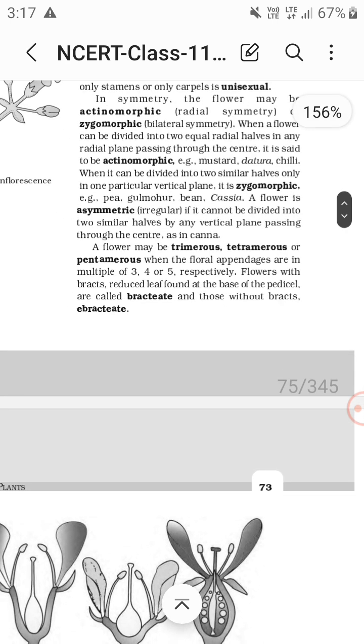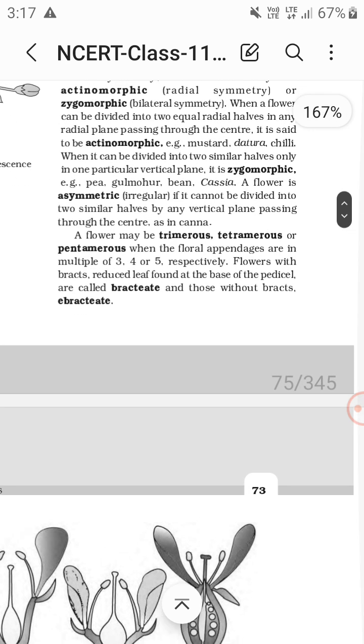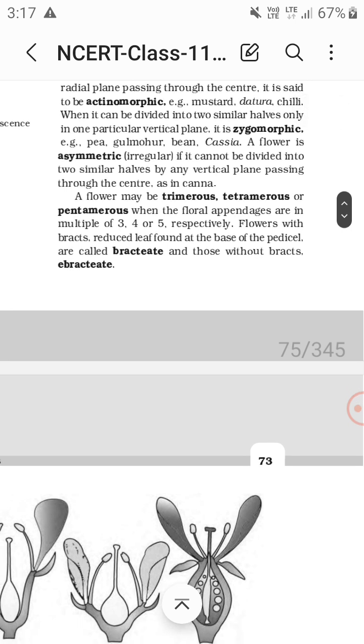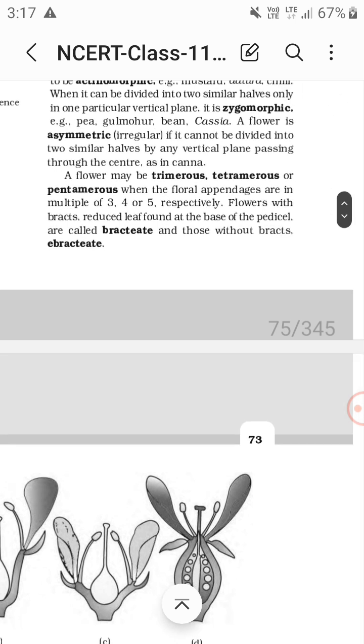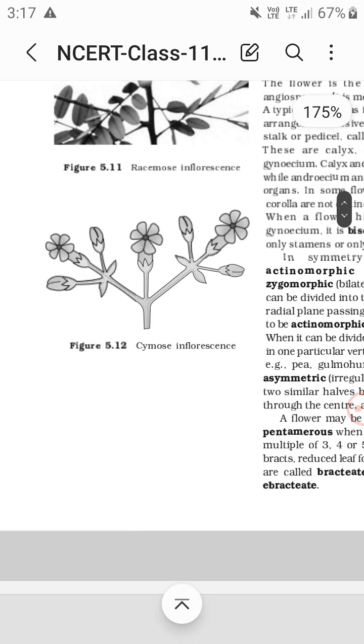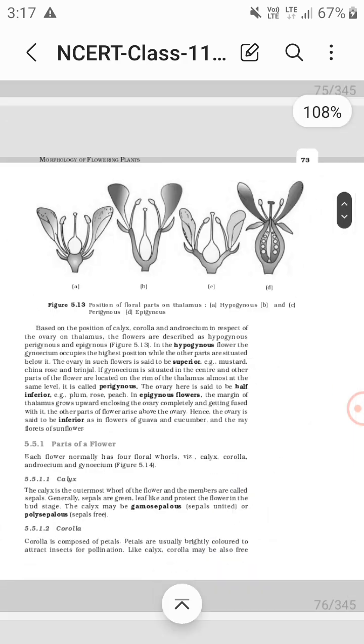Now trimerous, tetramerous, or pentamerous. A flower may be trimerous, tetramerous, or pentamerous when the floral appendages are in multiples of 3, 4, or 5 respectively. Now flowers can be bracteate or ebracteate. Flowers with bracts, reduced leaves found at the base of the pedicel, are bracteate. Without the bracts is ebracteate. See the diagram.